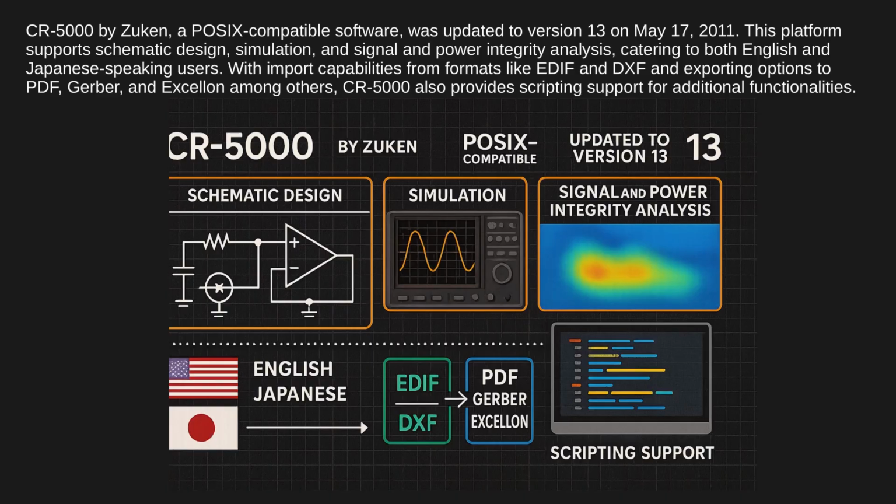CR5000 by Zuken, a POSIX-compatible software, was updated to version 13 on May 17, 2011. This platform supports schematic design, simulation, and signal and power integrity analysis, catering to both English and Japanese-speaking users. With import capabilities from formats like EDIF and DXF and exporting options to PDF, Gerber, and Excellon, among others, CR5000 also provides scripting support for additional functionalities.